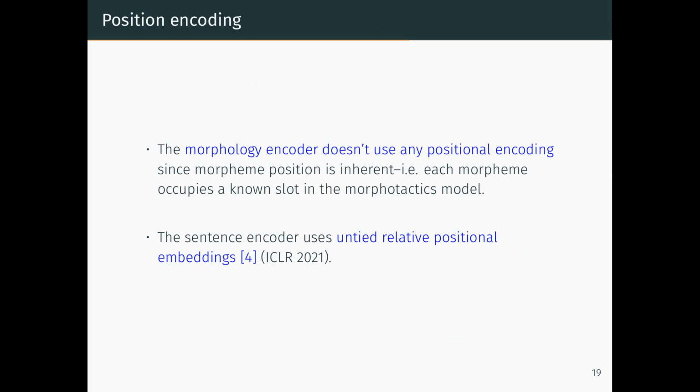A few remarks here for positional encoding. First, the morphology encoder does not use any positional encoding. This is because each of the morphemes occupies a known slot in the morphological model. Therefore, positional information is inherent when the morphemes are given. Second, the sentence encoder uses the so-called untied relative positional embeddings, which have been recently published at the ICLR conference. These positional embeddings essentially disentangle positional correlations from token-to-token attention computation.